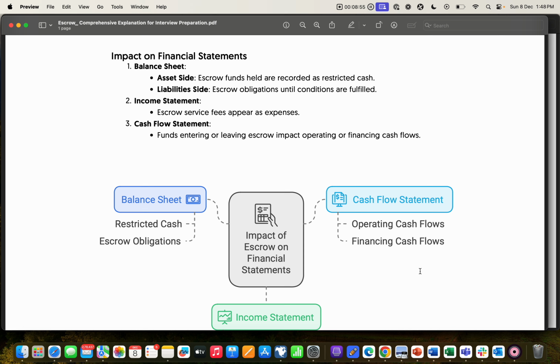Impact on the financial statements. On the balance sheet, asset side, escrow funds held are recorded as restricted cash, and the escrow obligation is recorded until conditions are fulfilled. So this is recorded on both sides, asset and liability, due to some technical perspective. In the income statement, like profit and loss, they will record escrow fees as well. In the cash flow statement, funds entering and leaving escrow impact operating and financing, meaning the funds are held for some time and then reduced, so it impacts both operating and financing cash flow.